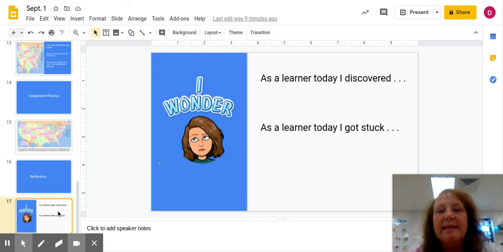And lastly, comes the reflection part of our lesson. That's a time in the lesson, whether it's reading, math, writing, science, social studies, you're thinking back on the lesson. What did I learn? What did I discover today? Or where did I get stuck? Or that part of the lesson was really hard for me. So we will talk about that if we need to.